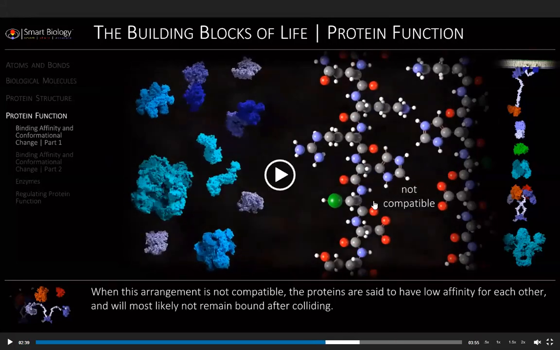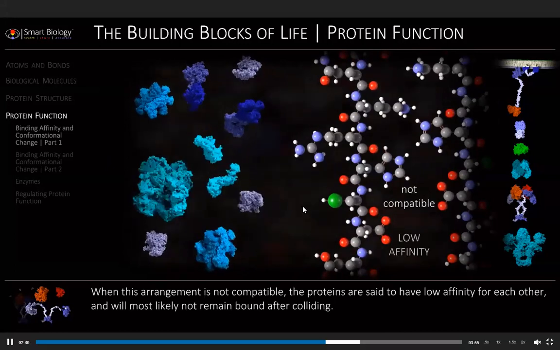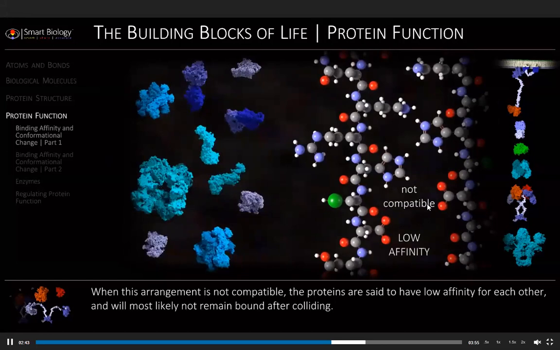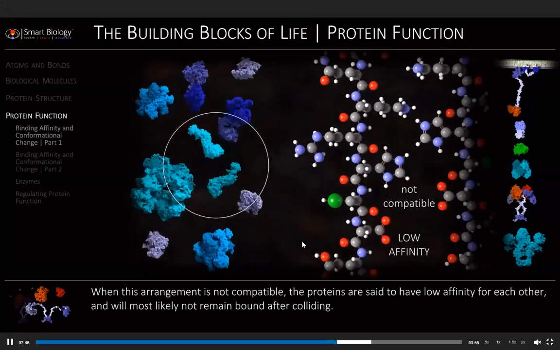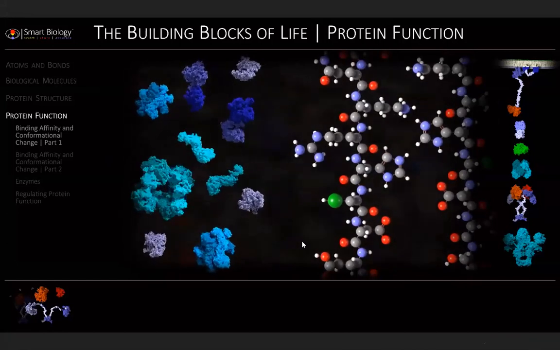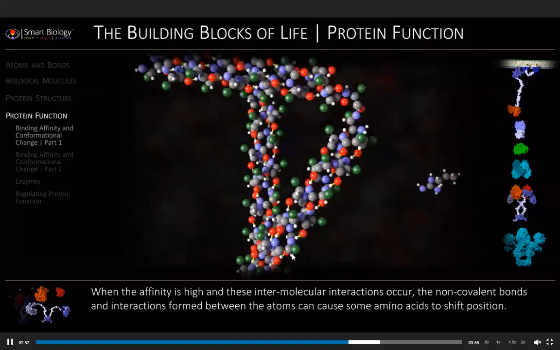But if the arrangement of the side chains is not compatible, then they will not come close enough to each other to form any kind of non-covalent bond which will allow them to interact with each other, neither hydrophobic interactions nor hydrogen bonds. So here we have low affinity interactions, and so they don't come very close to each other and they wouldn't form a complex with each other.